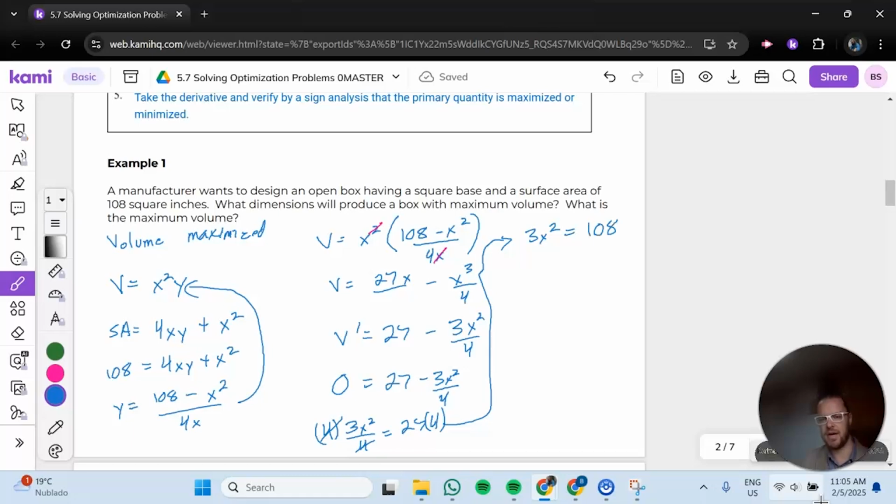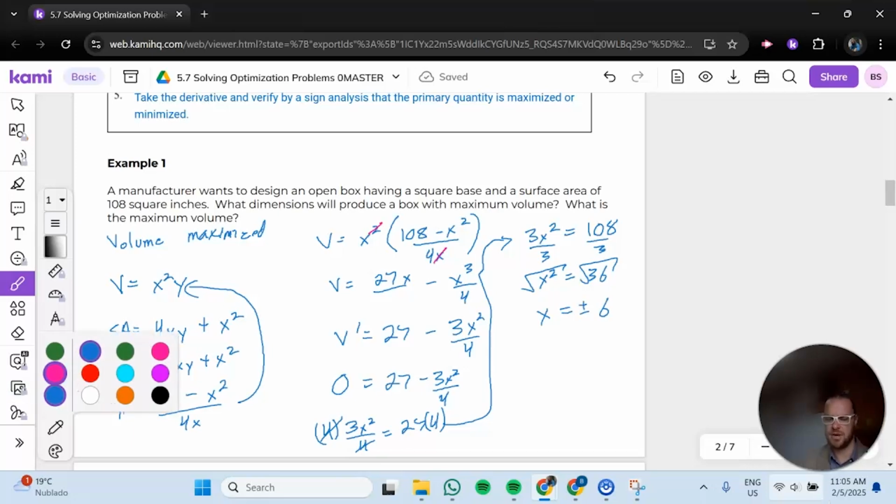And then we're going to go ahead and divide that by 3. And x squared will be 36. Then we'll square root that. And so x will be equal to plus or minus 6. Of course, one of those isn't going to make sense, so we're going to throw it out. The negative version is going to be outside the domain, so we don't care about it. Doesn't make sense for us to have something that has a negative 6 length. And so instead, we're just going to be dealing with that 6.